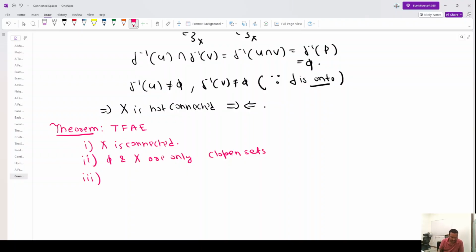Now this is very important. Every continuous map f from X to D, and D any space with discrete topology, is constant.